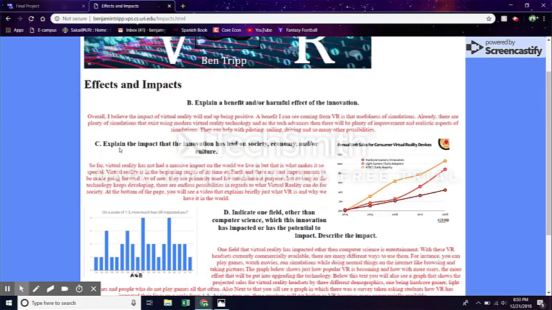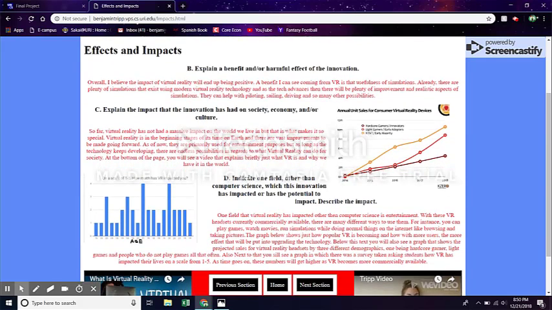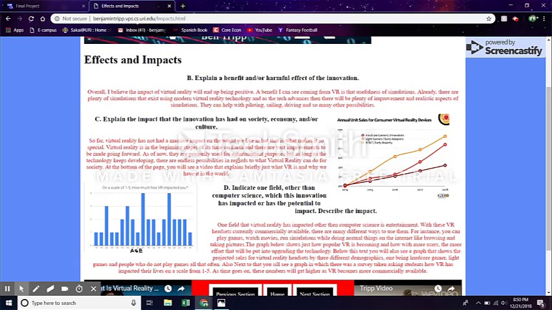For the next prompt, I have explained the impact that the innovation has had on society, economy, and or culture. So mainly I talked about society and culture as it's been a new technology that's developed that is mainly used for entertainment purposes, in which you can play games, watch movies, watch videos, interact with your own world, basically.